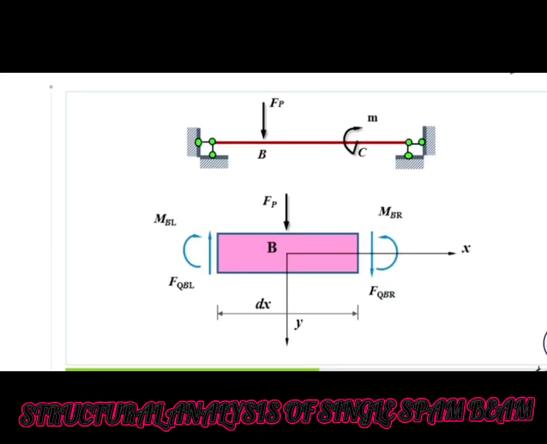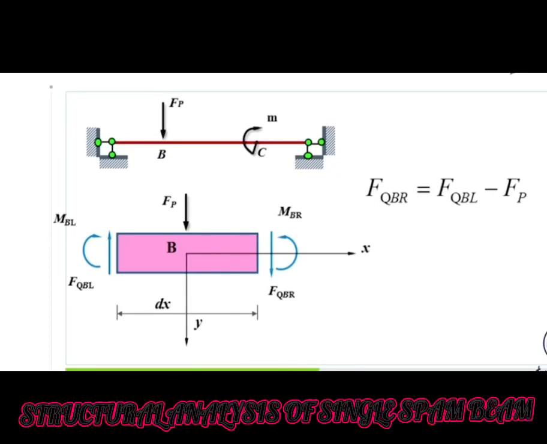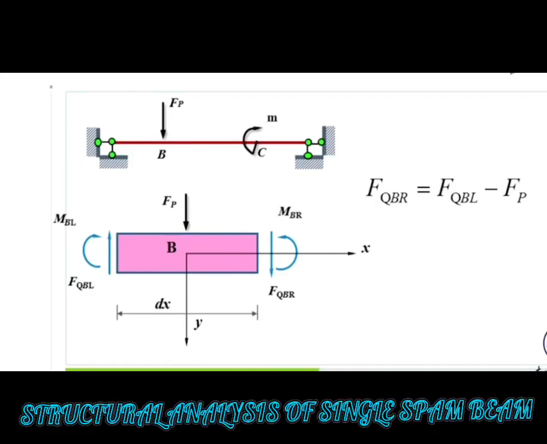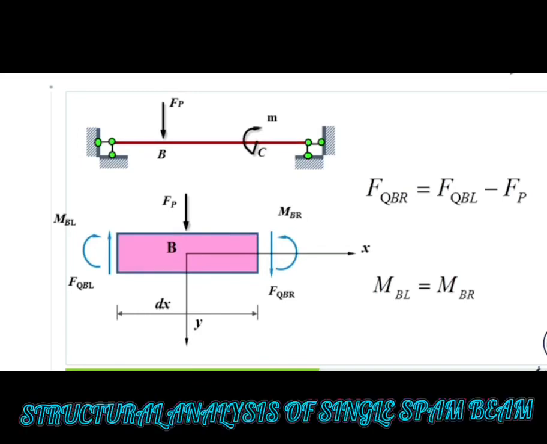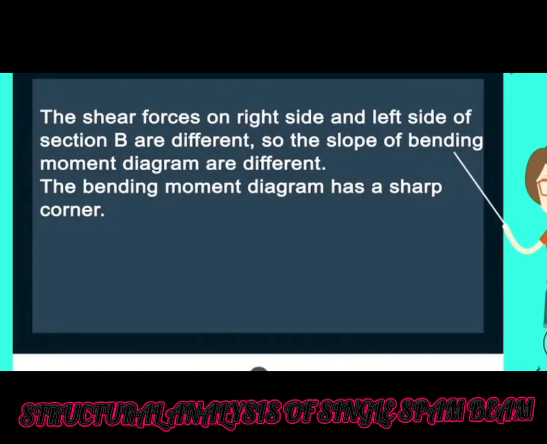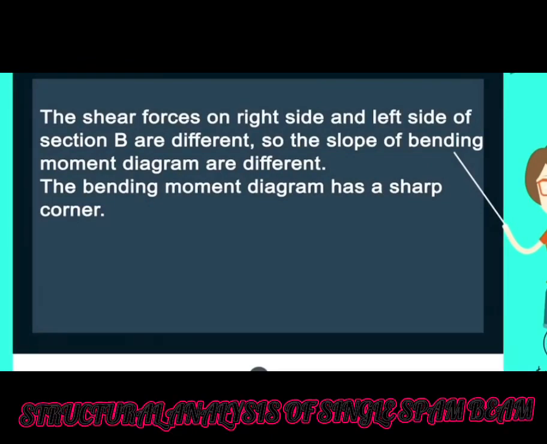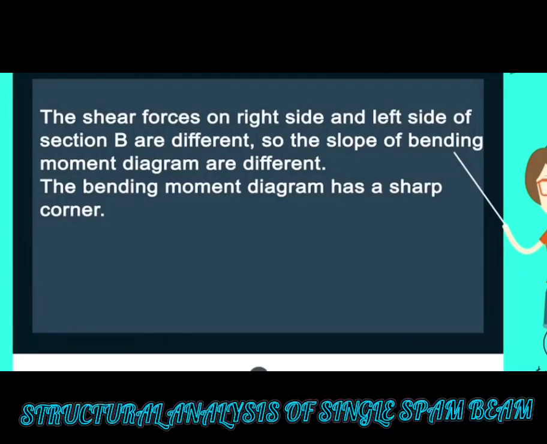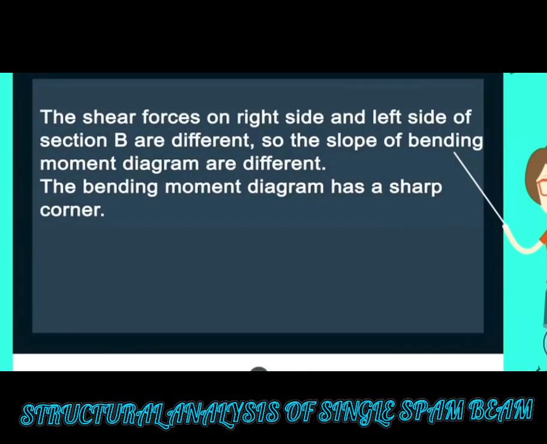According to the equilibrium equation, F_QB right is equal to F_QB left minus F_P. M_B left is equal to M_B right. The shear forces on the right side and left side of section B are different, so the slopes of the bending moment diagram are different. The bending moment diagram has a sharp corner.